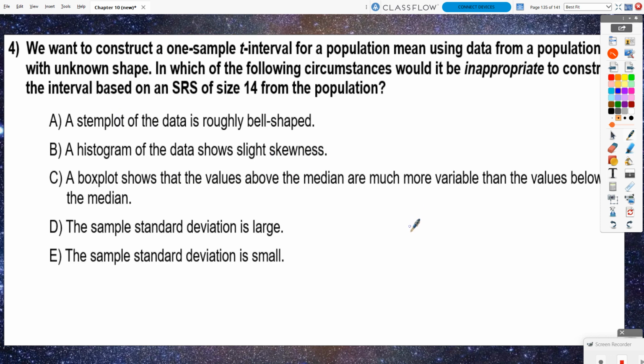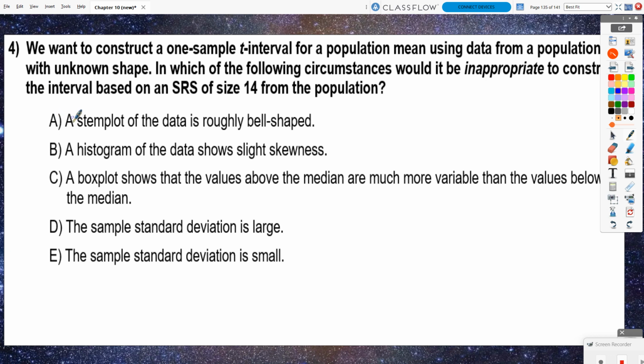Number 4, you want to construct a one-sample t-interval for a population mean using data from a population with unknown shape. In which of the following circumstances would it be inappropriate to construct the interval based on an SRS of size 14 from the population? The population distribution has unknown shape. We don't know if it's normal. With a sample size of 14, we can't use the central limit theorem, so we have to rely on option 3: looking at the data graphically for strong skewness or outliers. That's what they want us to focus on in number 4.